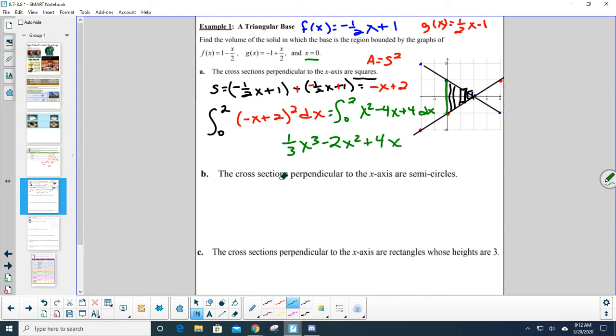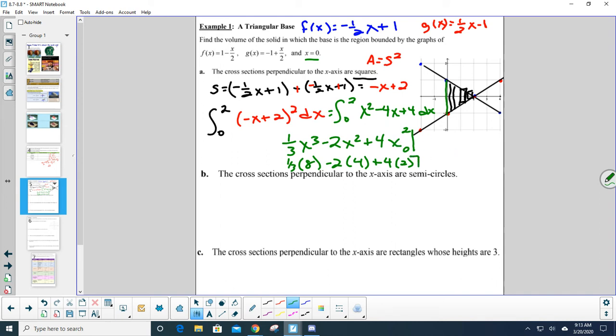Now always take a minute, take the derivative, make sure I got what's above it. So I got x squared minus 4x plus 4. And I'm going to go from 0 to 2. So I'm going to have 1/3 times 8 minus 2 times 4 plus 4 times 2. Now, I know I can sub the 0 in, but if I sub the 0 in, I'm just going to get 0 back out.